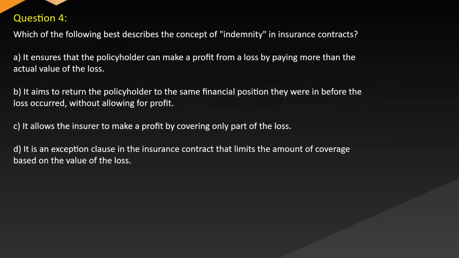Which of the following best describes the concept of indemnity in insurance contracts? A. Ensures that the policyholder can make a profit from a loss by paying more than the actual value of the loss. B. It aims to return the policyholder to the same financial position they were in before the loss occurred without allowing for profit. C. It allows the insurer to make a profit by covering only part of the loss. D. It is an exception clause in the insurance contract that limits the amount of coverage based on the value of the loss.